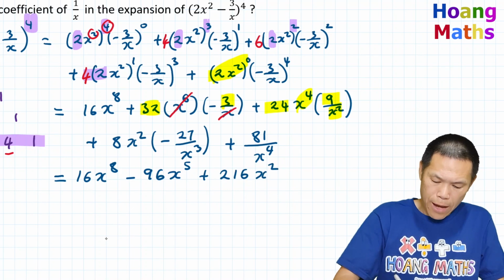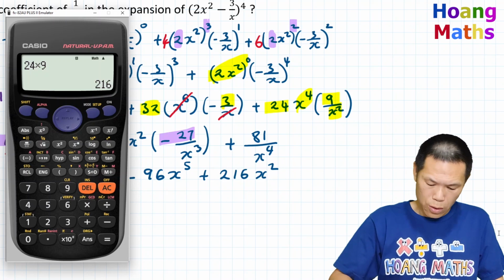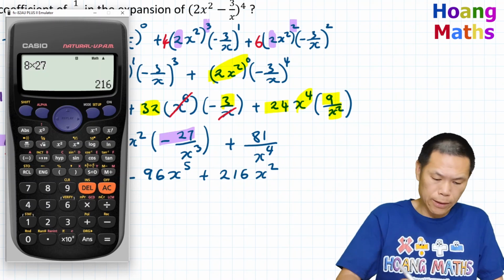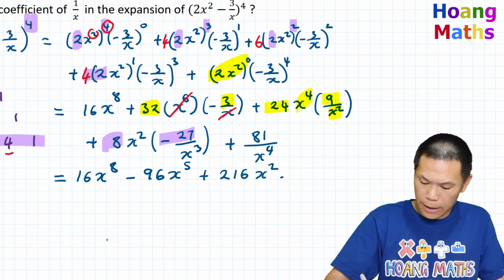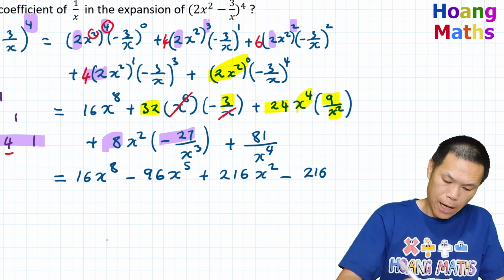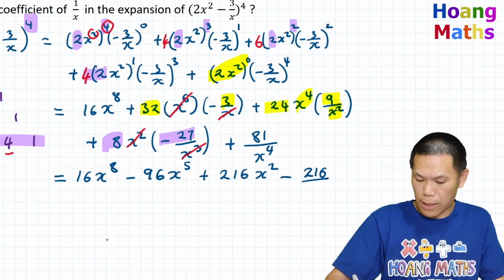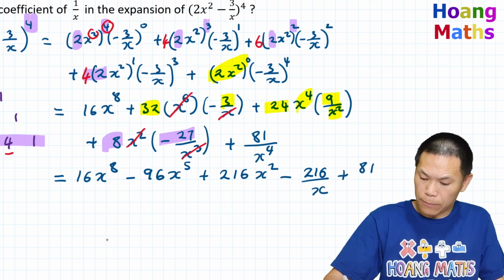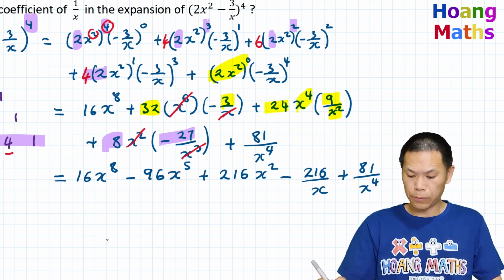So then we have 8 times negative 27. So I just go 8 times 27. So 216. And should be minus 216 and x squared divided by x power 3. So it should give me x. And then we have plus 81 over x power 4.